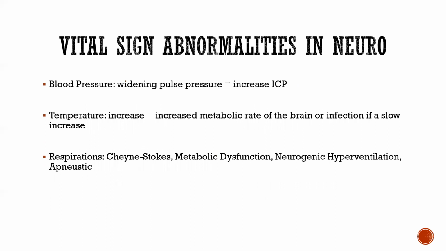So vital signs, what we find is some very distinct vital sign changes that happen only in the neurological system. Blood pressure, we have something called a widening pulse pressure. That means your systolic, or the top number of your blood pressure, and your diastolic, or your bottom number, get further and further apart. Okay, that is widening pulse pressure. So if I have a patient that's 120 over 80, then 130 over 72, and then 140 over 60, 150 over 30, that is a widening pulse pressure and typically indicates that the intracranial pressure is going up. Okay, so a widening pulse pressure.